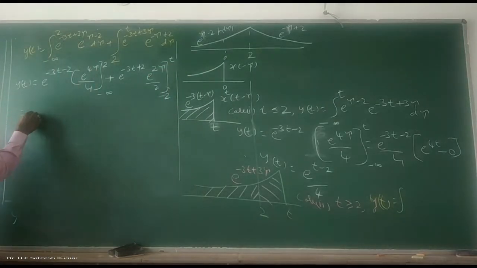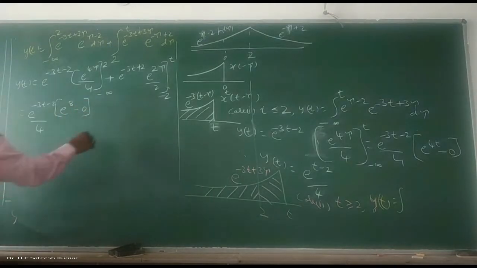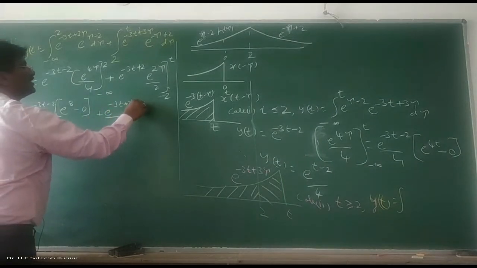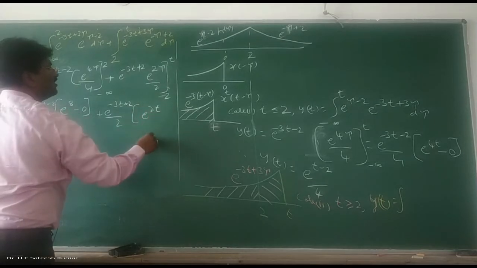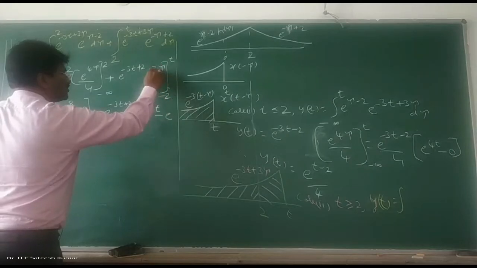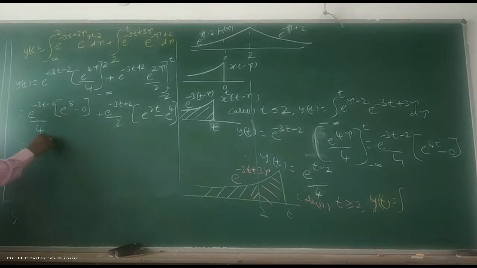which is equal to e to the power of, what is that we have, minus 3t minus 2 divided by 4 into e to the power of 4 into 2 is 8 minus e to the power of minus infinity is 0 plus e to the power of minus 3t plus 2 divided by 2 into e to the power of 2t minus e to the power of 4. 2 tau is 4. Tau is 2. 2 into 2, 4. You will get it. This is simplified. e to the power of minus 3t.